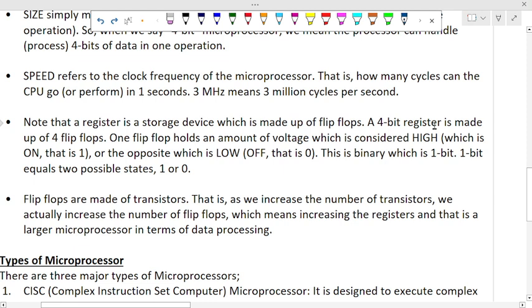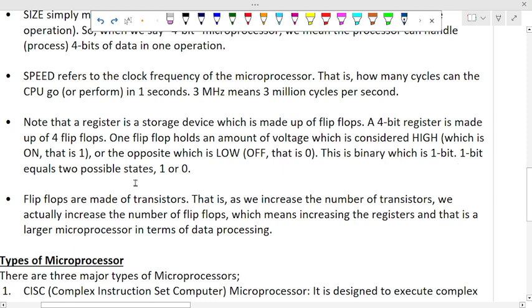A 4-bit register is made up of 4 flip-flops. One flip-flop holds an amount of voltage which is considered high, which is on, that is 1, or the opposite, low, off, that is 0. You see, the properties is just like transistor. That's to tell you flip-flops are made up of transistors. Okay, so this is binary, which is 1 bit.